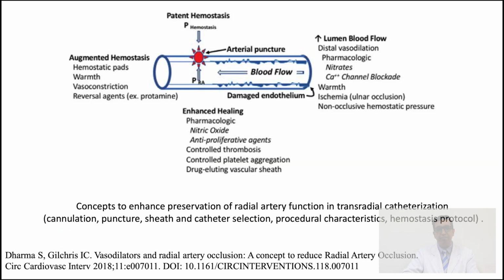This is a concept to enhance the preservation of the radial artery in transradial catheterization, suggesting that all steps are very important during the transradial catheterization, starting from how we cannulate and puncture the radial artery, the selection of sheath and catheter, as well as the procedural characteristics and hemostasis protocols, all of which should be improved to preserve the radial artery.